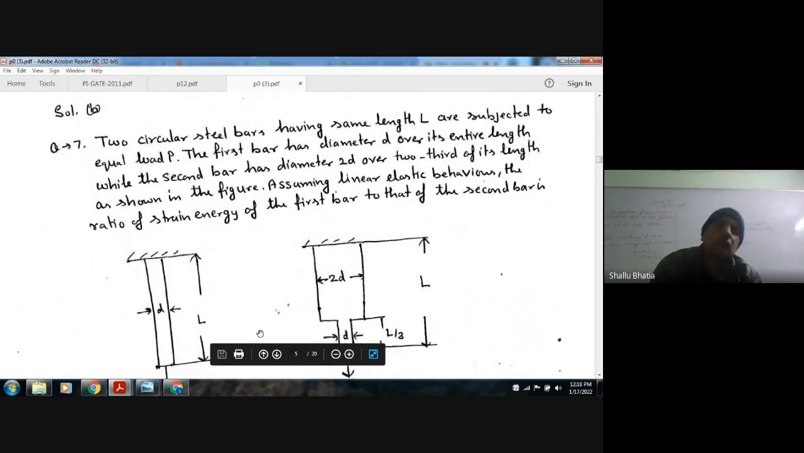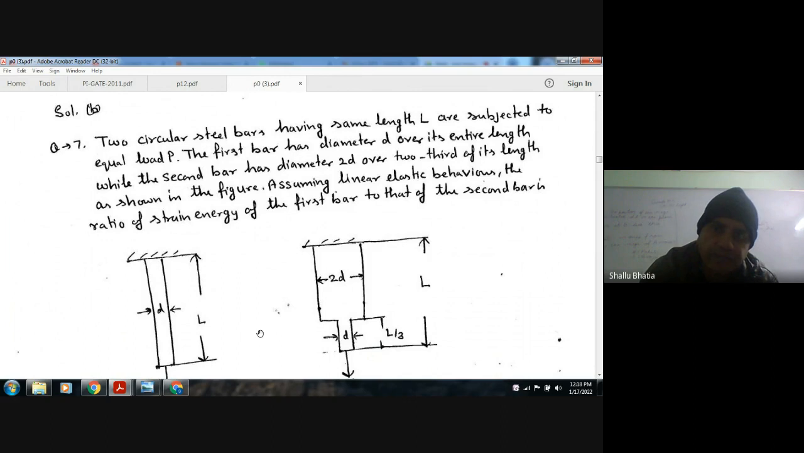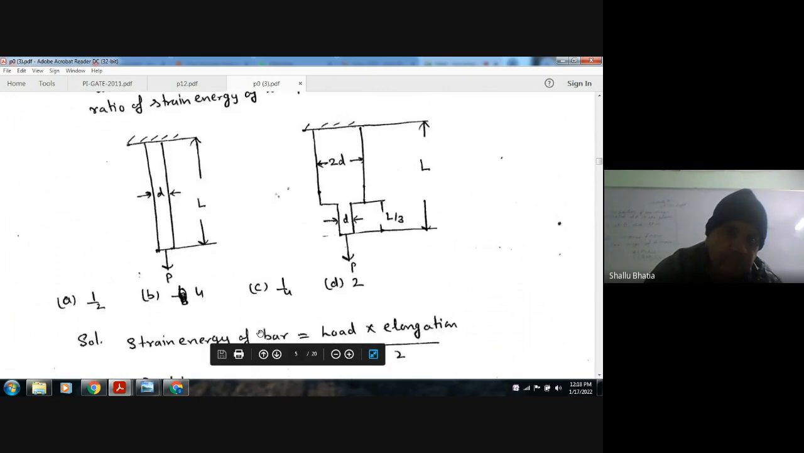Next, two circular steel bars having the same length L are subjected to equal load P. The first bar has diameter D over its entire length, while the second bar has diameter 2D over two-thirds of its length, as shown in the figure. Assuming linear elastic behavior, the ratio of strain energy of the first bar to that of the second bar is, so this is your first bar and the second bar.